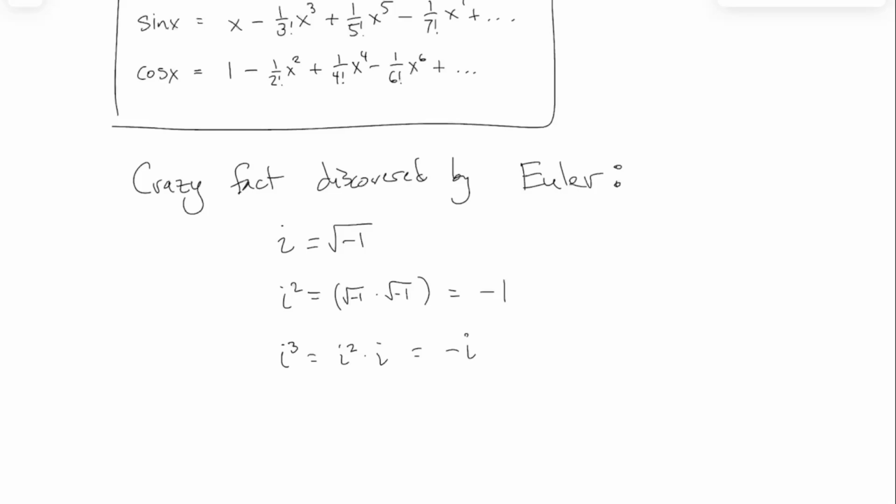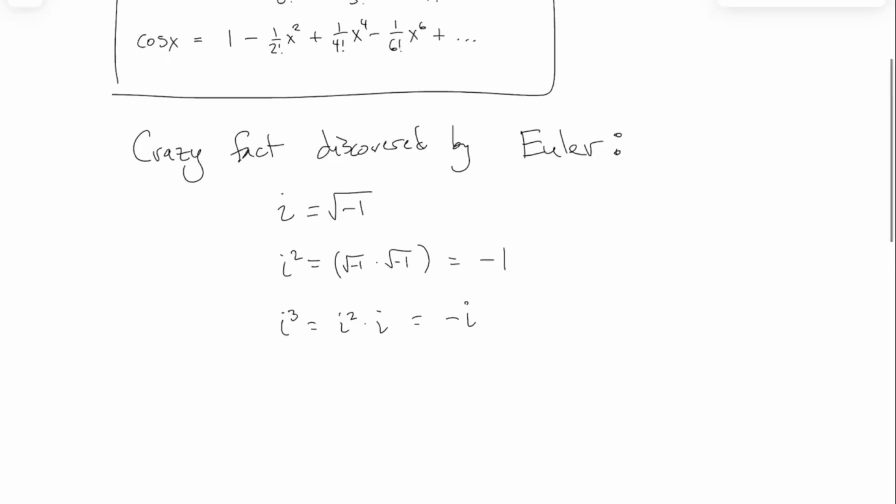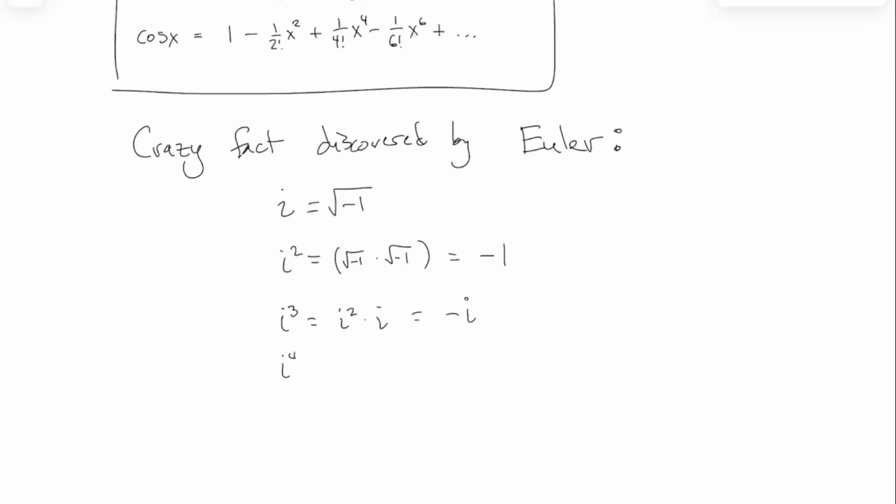I don't know if you've ever thought about this kind of thing. I'm not going to go crazy with this. What about i to the 4? This is the last one I'm going to say. Well, what should it be? It should be i squared times i squared, right? And i squared is negative 1. So this is minus 1 times negative 1, which is 1.